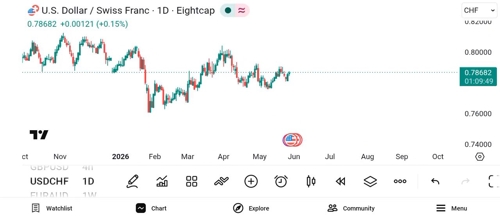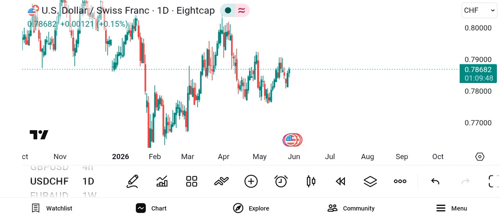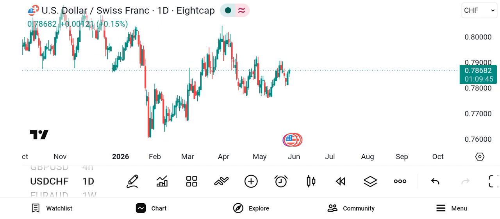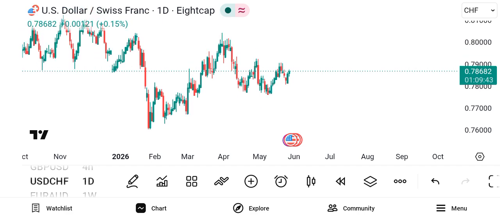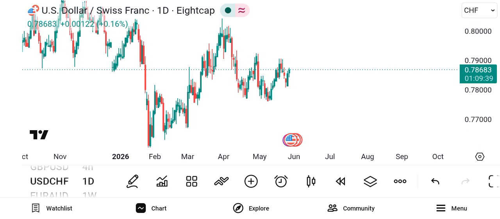I'm just scrolling through my TradingView this night. I discovered something on USDCHF. USDCHF is probably pointing towards the downside. Why did I say so? Let's do a quick analysis on DXY.